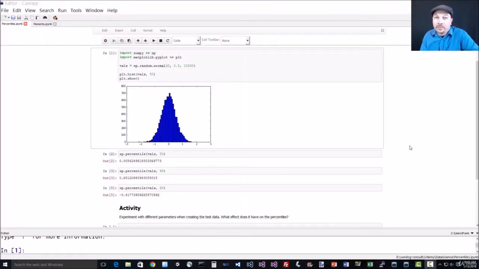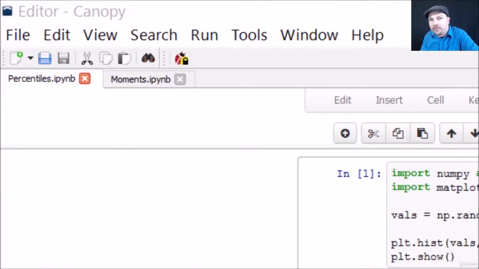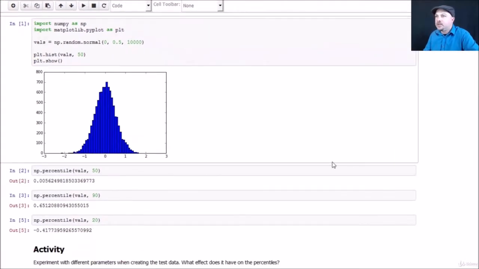All right, let's get our hands dirty with percentiles. Go ahead and open up the percentiles IPython notebook file if you'd like to follow along. And again, I encourage you to do so because I want you to play around with this a little bit later. So let's start off by generating some normally distributed random data. In this example, we're going to generate some data centered around 0, with a mean of 0 and a standard deviation of 0.5. And I'm going to make 10,000 data points with that distribution. And we're going to plot a histogram and see what we come up with.